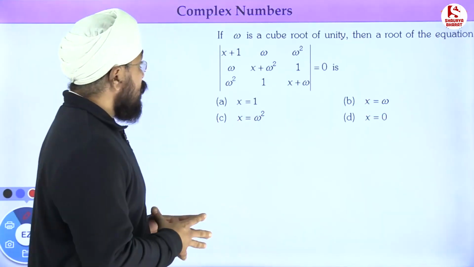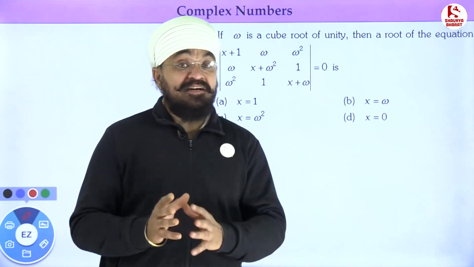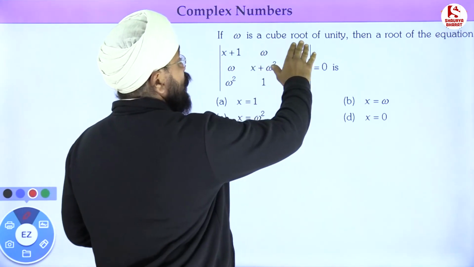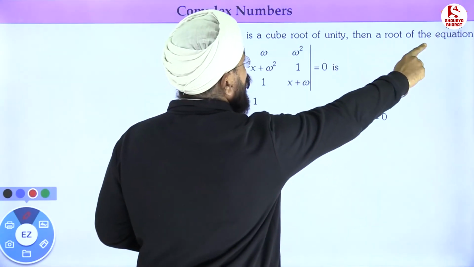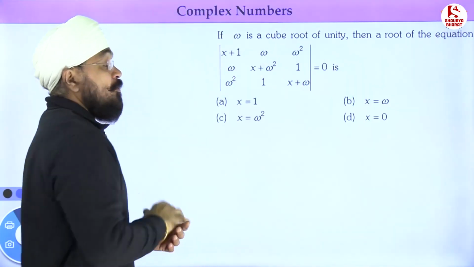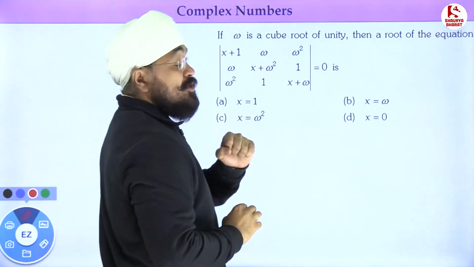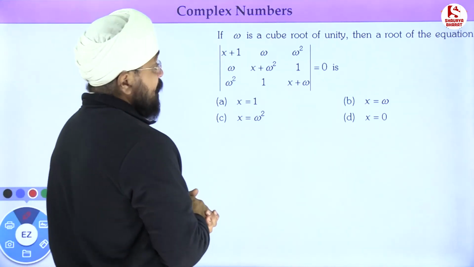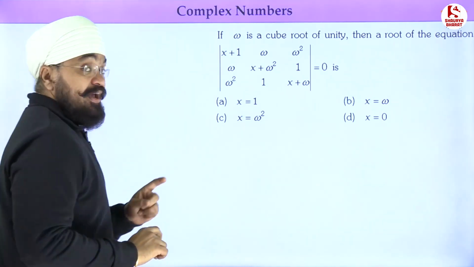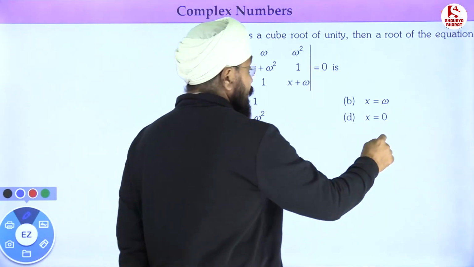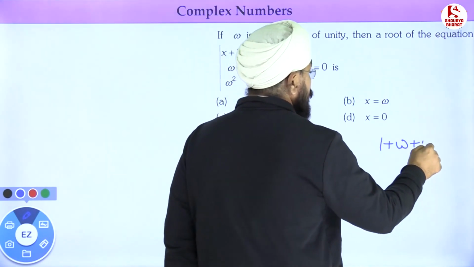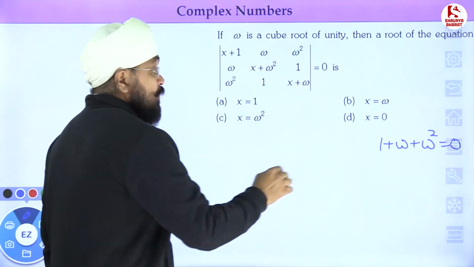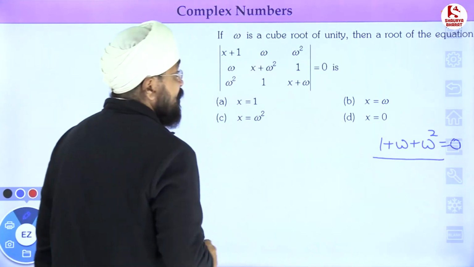Now we have one more question in the same format, but here the determinant is being used. If omega is the cube root of unity, then find the root of the equation which is given in the form of a determinant. So that's what we have to calculate here. First I'll do the simplification, because we have a very important property which we apply for every question dealing with omega, that this sum is always equal to 0.